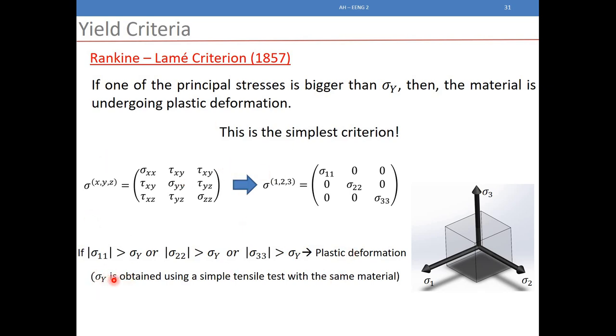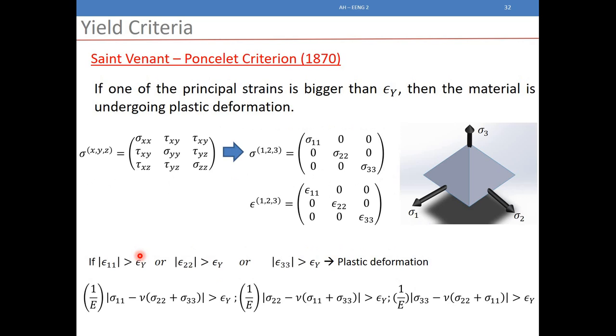And sigma y, as we said, is a property of the material that we can obtain using the simple tensile test. This will be given. So that is what they said: just find the three principal stresses. If one of them is greater than sigma y, I'll have plastic deformation. So this is the first criterion that was proposed.